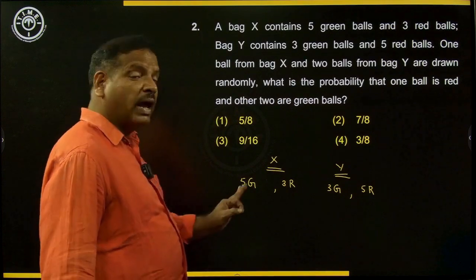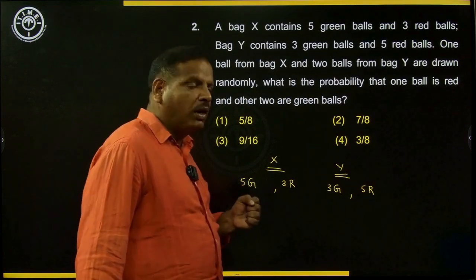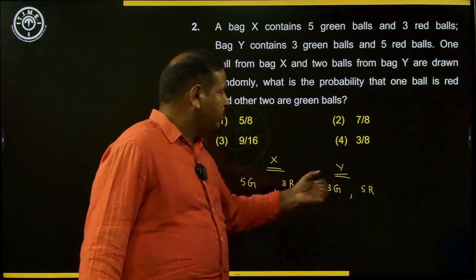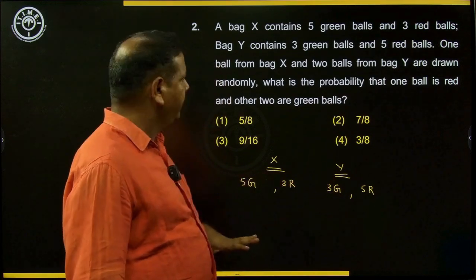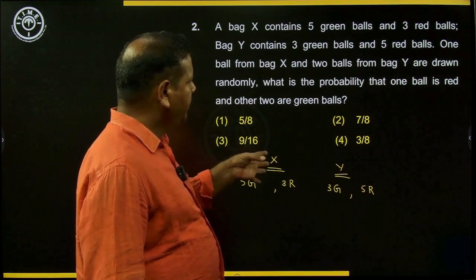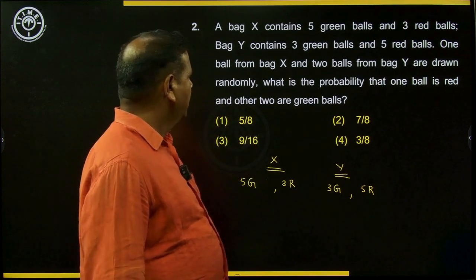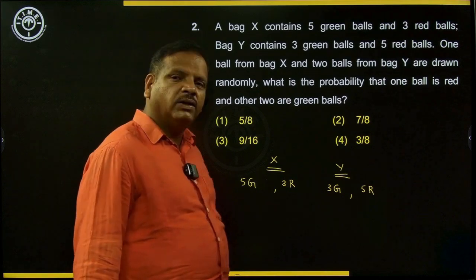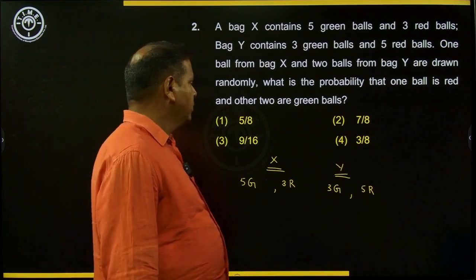1 ball from bag X, and 2 balls from bag Y are drawn randomly. What is the probability that 1 ball is red and the other 2 are green balls?